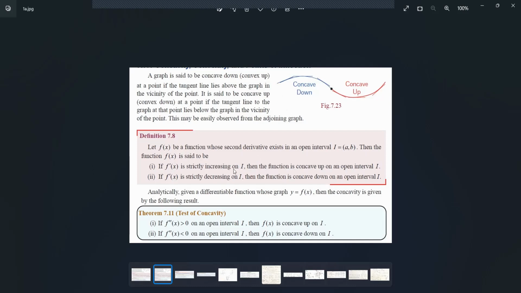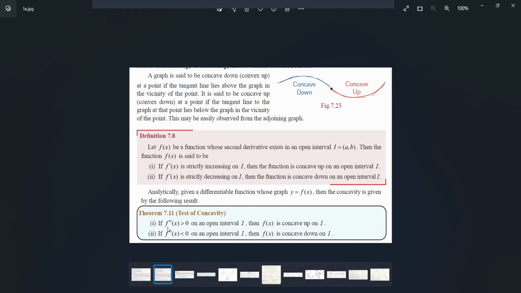And concave down is when f prime of x is strictly decreasing on I, and the function is concave down on the open interval I. So this is how it changes. It is positive here, 0, and then it goes negative. So it is concave down.